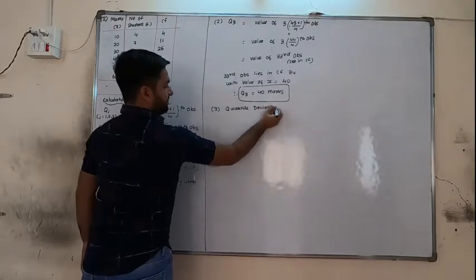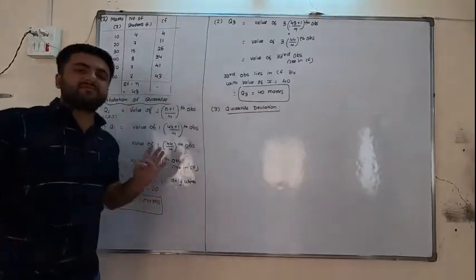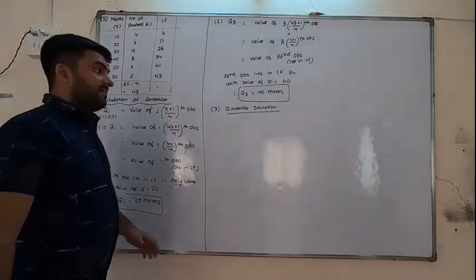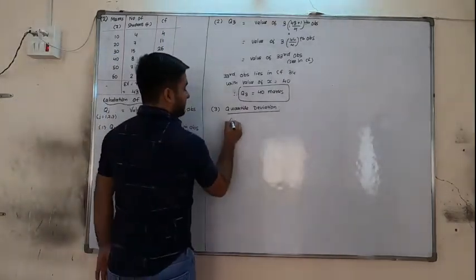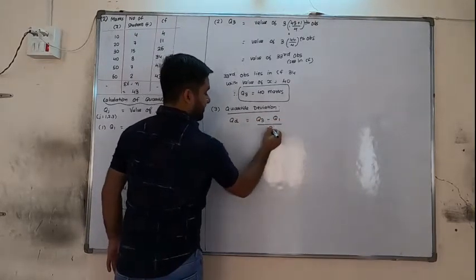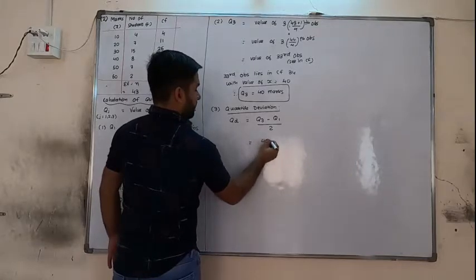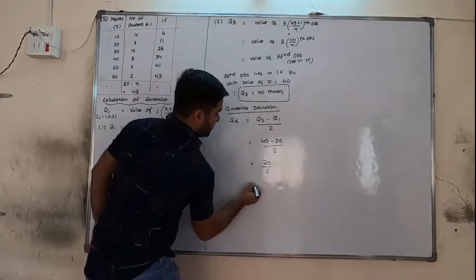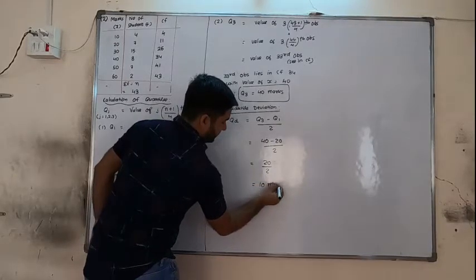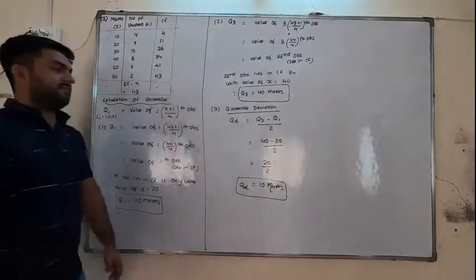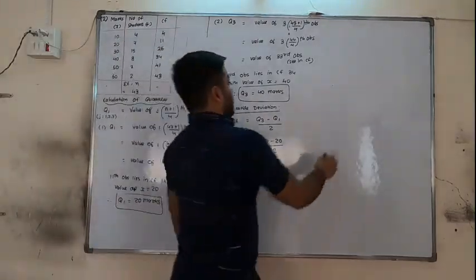Next, quartile deviation. See, this quartile deviation is not difficult. The difficult thing is to calculate the first and third quartile, because the calculation is a little bit lengthy. QD is equal to Q3 minus Q1 divided by 2. 40 minus 20 divided by 2. 20 divided by 2 is 10 marks. Quartile deviation.